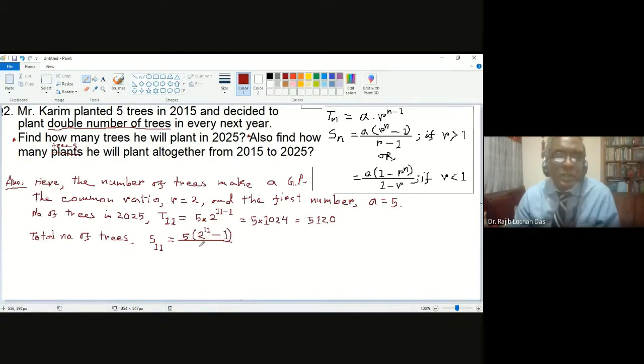And then 2 minus 1 divided by 2 minus 1. Divided by 2 minus 1 is only 1. There is no problem. And here it is only 5, and then you will write 2 to the power 11. 2 to the power 11 is 2048 and minus 1. So 2048 minus 1 is 2047, and 2047 into 5. So what will be the answer?